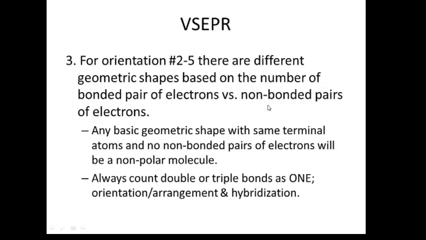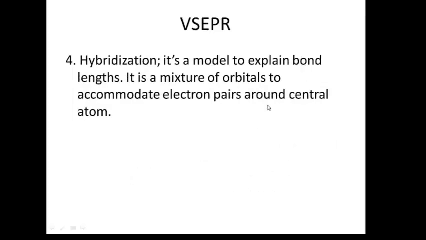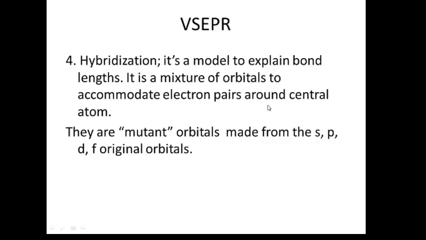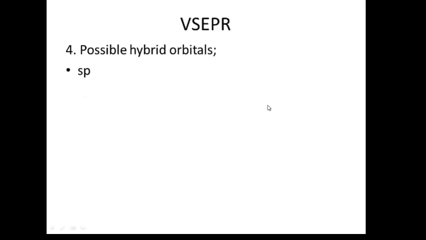Always count double or triple bonds as one, whether we are doing orientation, domain, or hybridization. We'll discuss hybridization again in class. There's no separate video for hybridization. Hybridization is a model to explain bond lengths. It's a mixture of orbitals to accommodate electron pairs around central atoms. They are mutant orbitals made from the s, p, d, f original orbitals. Possible hybrid orbitals will be sp, sp2, sp3, sp3d1, etc.